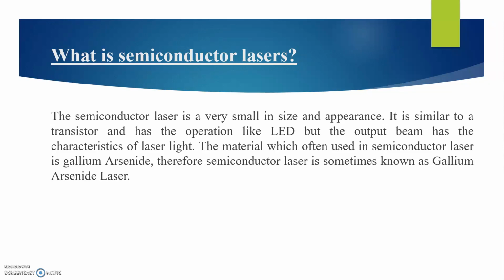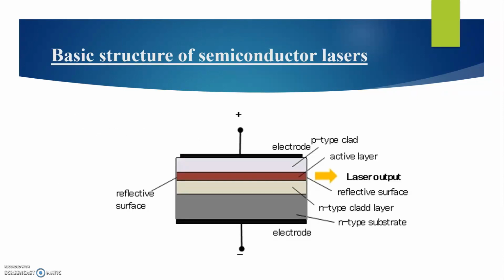The material which is often used in semiconductor laser is gallium arsenide. Therefore, semiconductor laser is sometimes known as gallium arsenide laser.